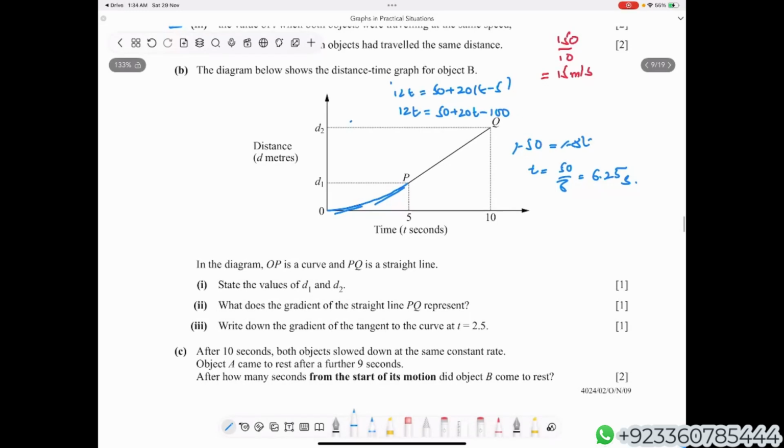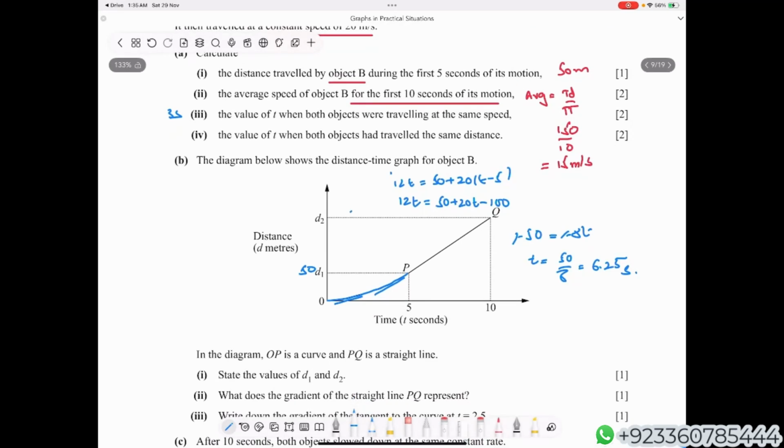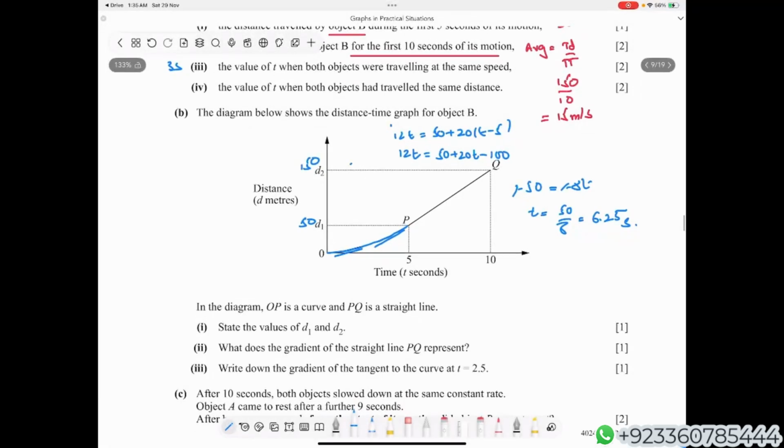So state the value of D1 and D2. After the first 5 seconds, object B travels 50 meters, and after 10 seconds, object B travels 150 meters. So this is going to be 50 and 150. What does the gradient of the straight line PQ represent? It's going to represent speed.